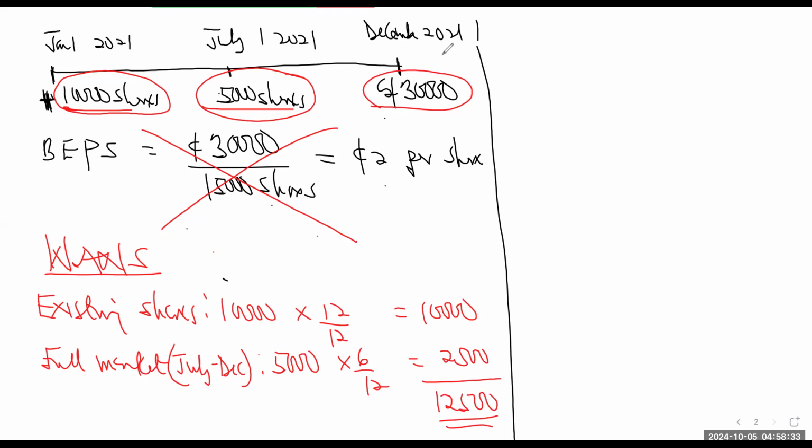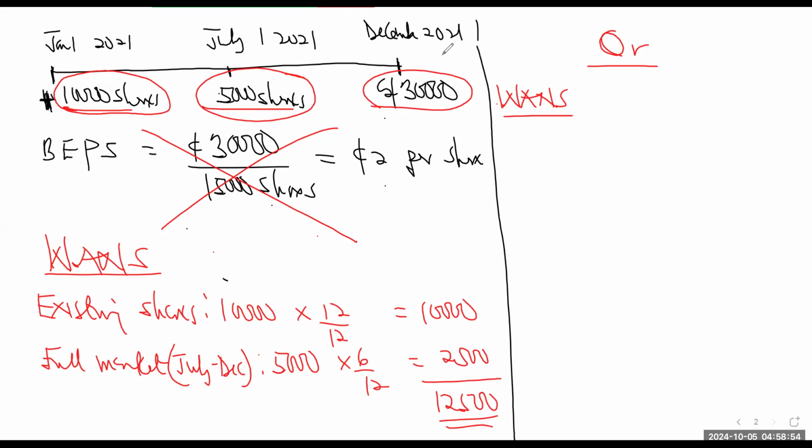So my weighted average number of shares is 12,500. Okay, let's come to the alternative way of calculating the weighted average number of shares. This is how you do it. What you do over here is that you are going to be separating the profit into two, the first 6 months and then the last 6 months.